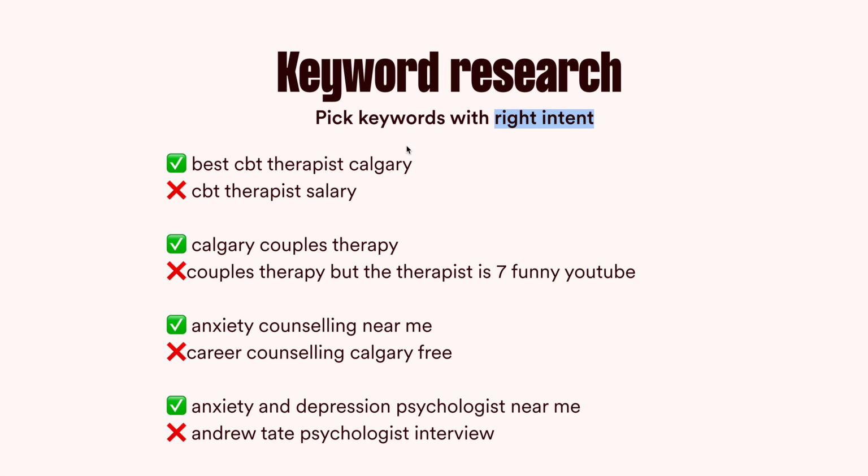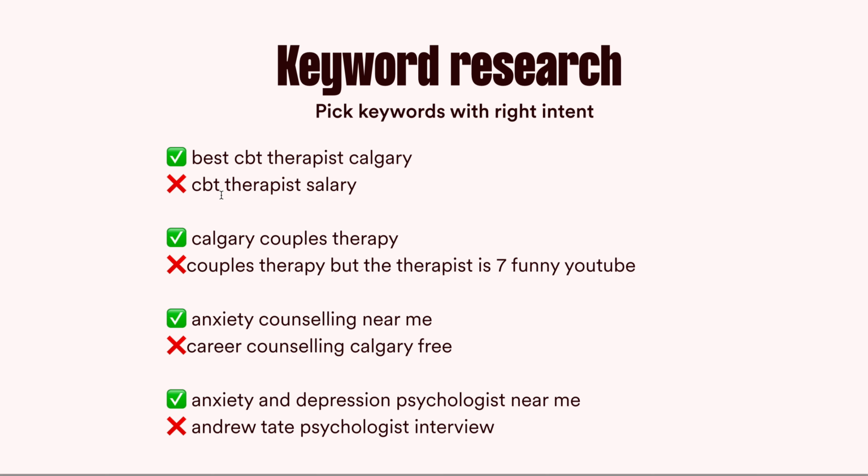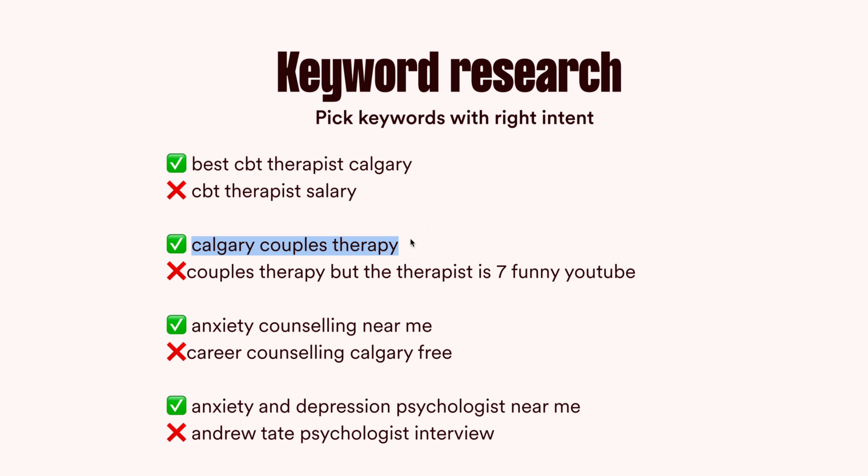All right, so here are some real-world examples. Good keyword: best cognitive behavioral therapist in Calgary. Cognitive behavioral therapy is a type of psychotherapy. But CBT therapist salary, someone is probably thinking of becoming a psychotherapist instead of paying for consultation. Couples therapy in Calgary, very good keyword. Couples therapy, but the therapist is 7.